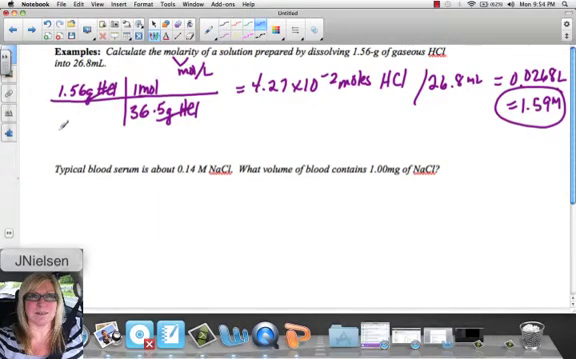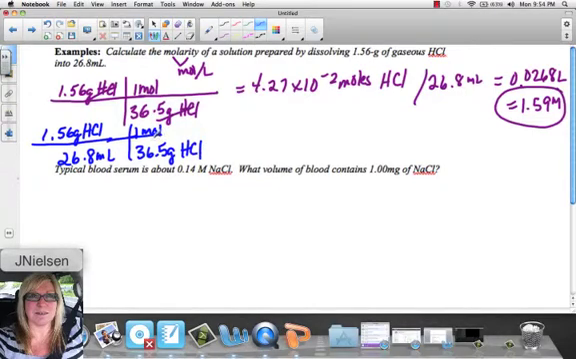How I probably would have liked you to do this is 1.56 grams of HCl per 26.8 milliliters. So we said that 1 mole is 36.5 grams of HCl. These cancel, and I know that 1,000 milliliters is 1 liter, and milliliters cancel. Now I just want to check the math on this to make sure that we get the same thing. We get the same answer, 1.59 molar. So it's however you feel comfortable doing it.